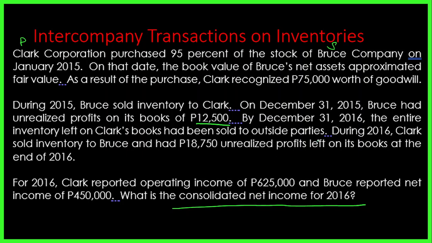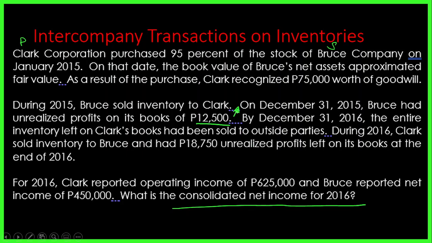So, let's try to analyze. Sabi niya, Bruce had unrealized profits on its books of 12,500. Who is Bruce? The subsidiary. Okay, so this one is an upstream sale. So, distribute natin yan mamaya. The entire inventory left on Clark's books had been sold to outside parties. And since it's already sold to outside parties, this is already realized.